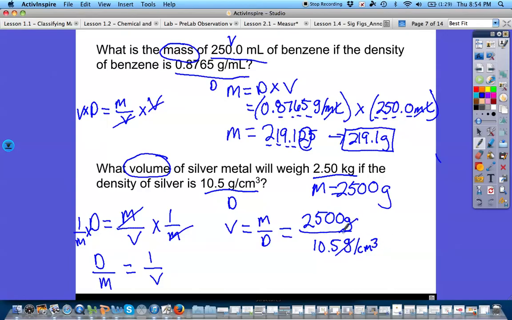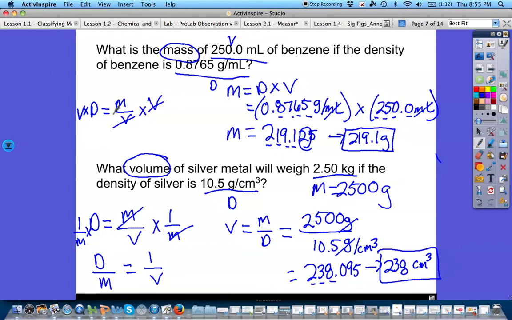Grams are going to cancel. 2,500 divided by 10.5 should give us 238.095. We have 3 sig figs in each of those, so we need 3 in our final answer. So we're going to round this to 238. And our units for volume is just going to be cubic centimeters.